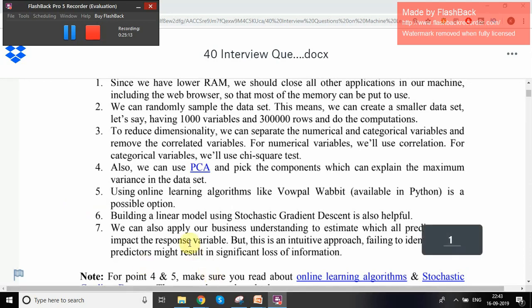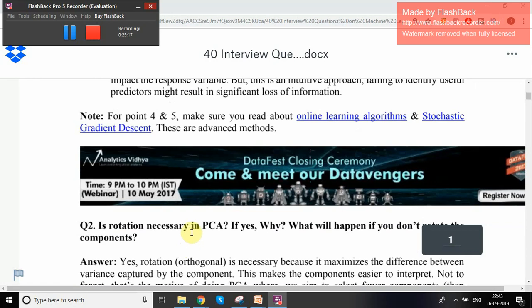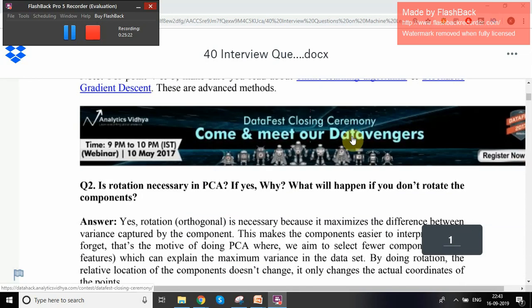Remove correlated variables following identification, though this may cause a significant loss of information. For point number four, make sure that online learning algorithms like stochastic gradient descent are used. These are the advanced methods.